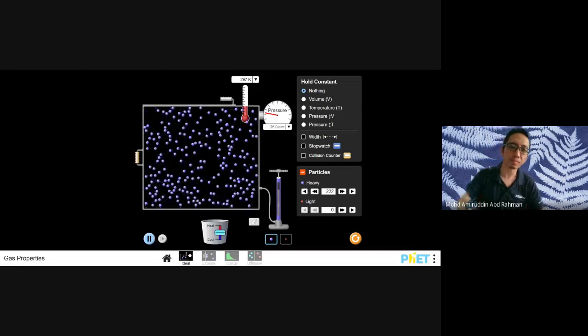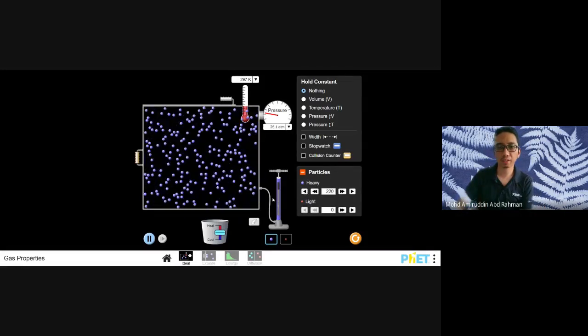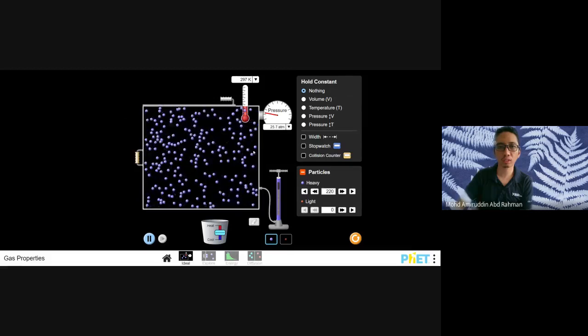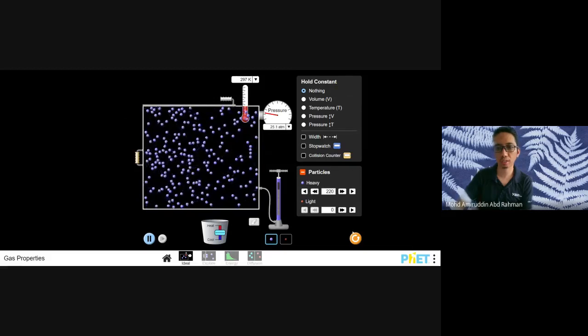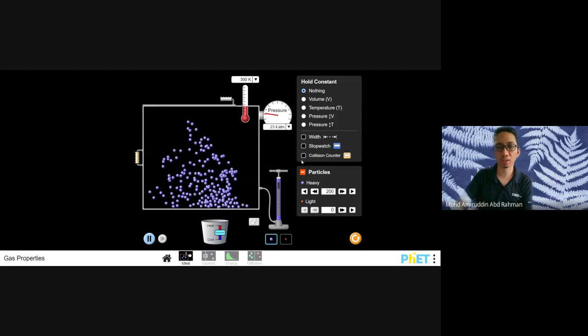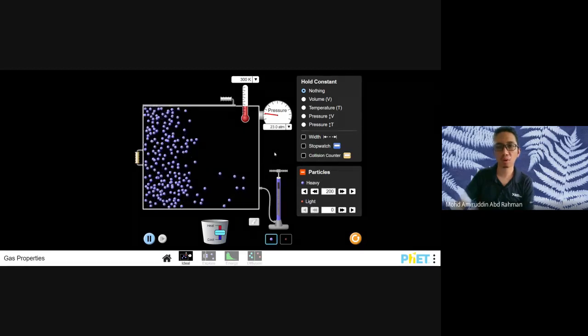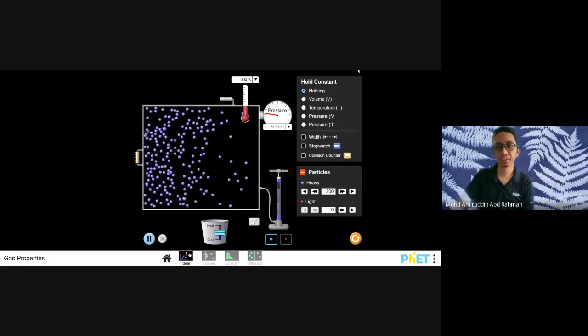inject the molecules into the box. So if you want to pump 200 molecules, you just pump 1, 2, 3, 4, because one pump will give you 50 molecules.